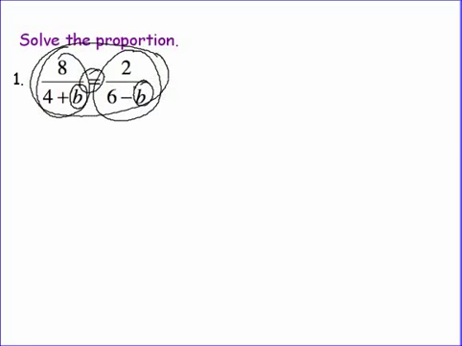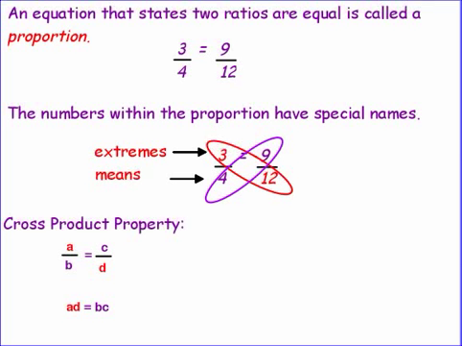So again, we'll go back, and I'm going to use the cross product property to solve this. So if we look down here at the cross product property, it states that we should be able to just multiply the extremes by each other, and that equals the product of the means. Now, there's a reason for this, okay? So I want to talk about why this works, to just take the red numbers and say, oh, AD equals B times C, and we get this nice little equation here.